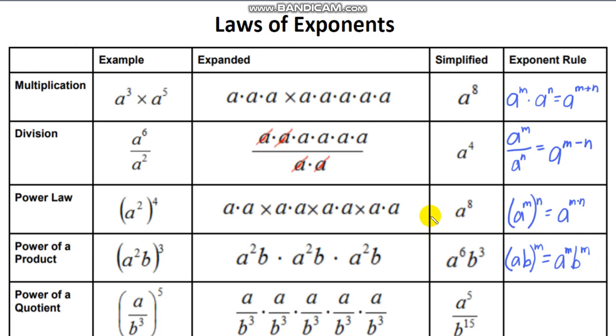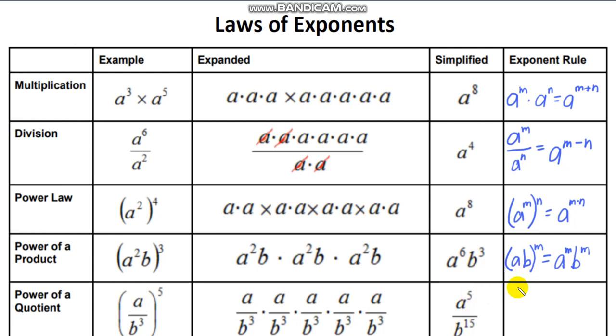Okay? Power of a quotient rule. You write this thing 5 times, and as you notice, a times a times a times a times a is a to the 5th. And then b cubed times b cubed times b cubed times b cubed times b cubed is b to the 15th. In other words, you add the exponents 3 plus 3 plus 3 plus 3 plus 3. And what you have here is a 1, so 1 times 5 is 5, and then 3 times 5 is 15.